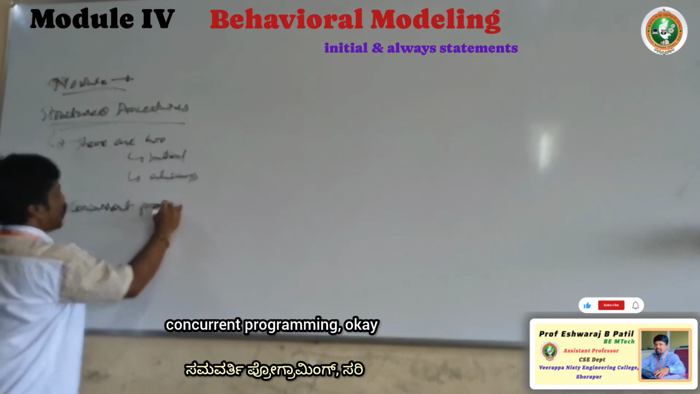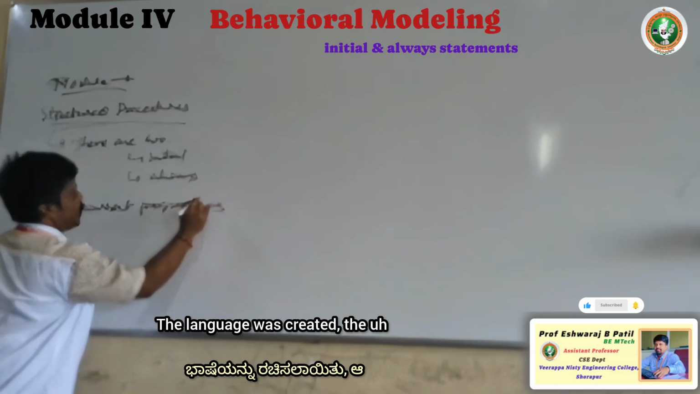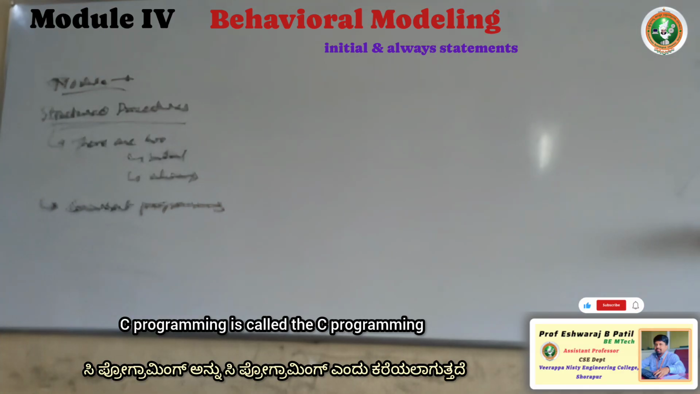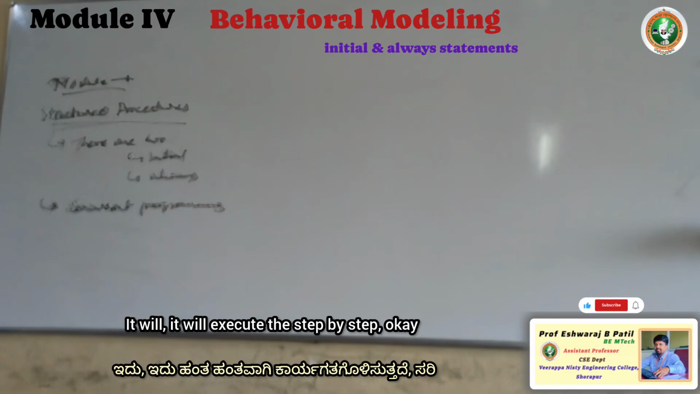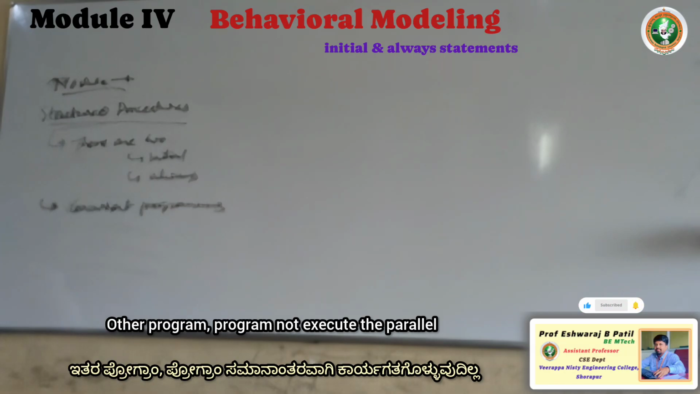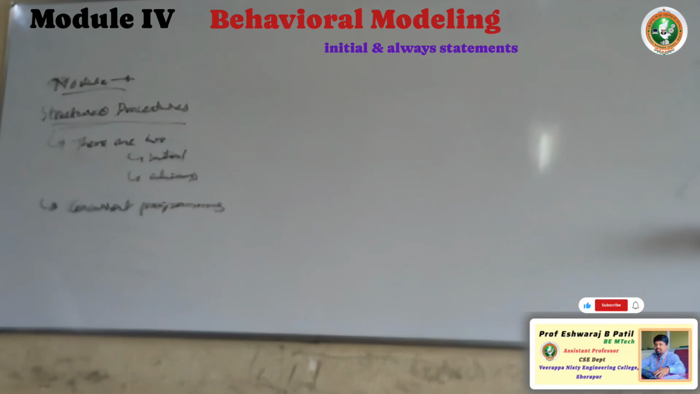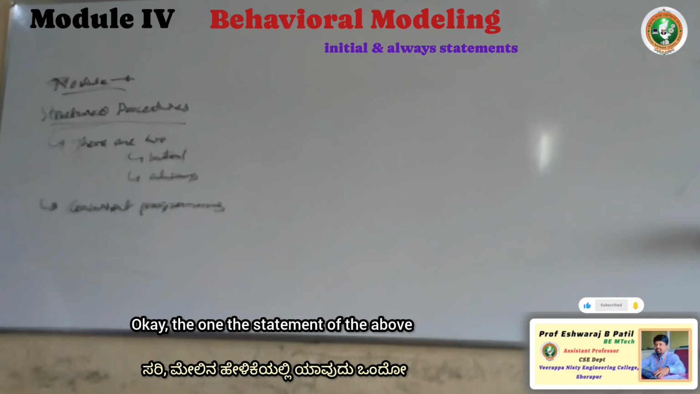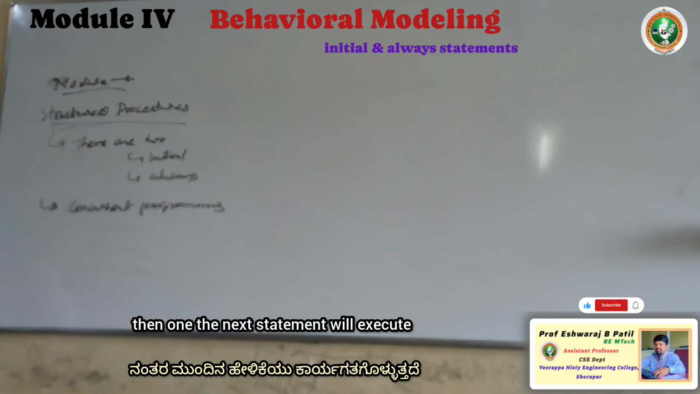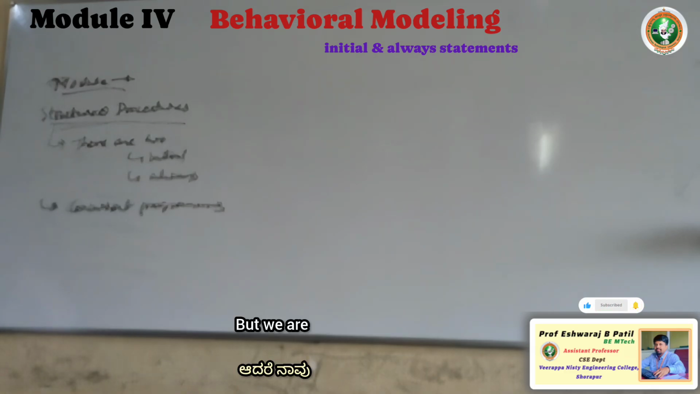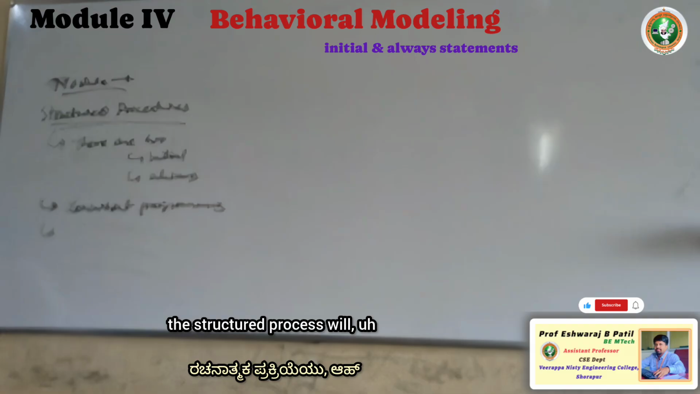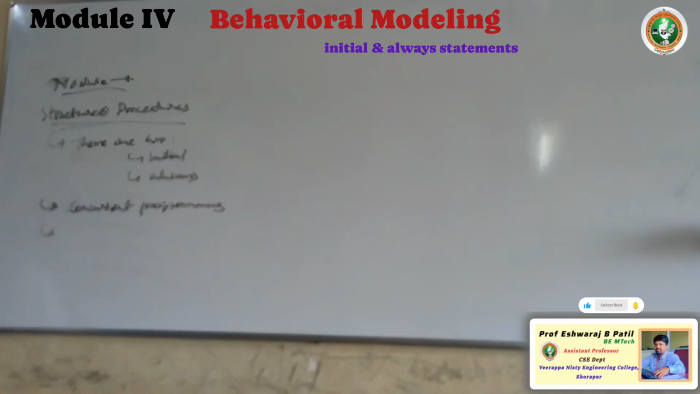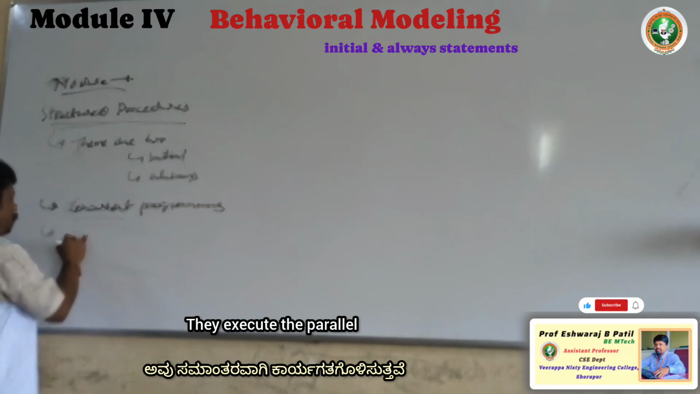Concurrent programming. As you have studied in the C program, it is sequential, step by step. All the program will not execute in parallel; the statement above will execute first, then the next step will be executed. But here, in structured programming, the structured procedures will execute in parallel. Parallel means concurrent, they will execute in parallel.